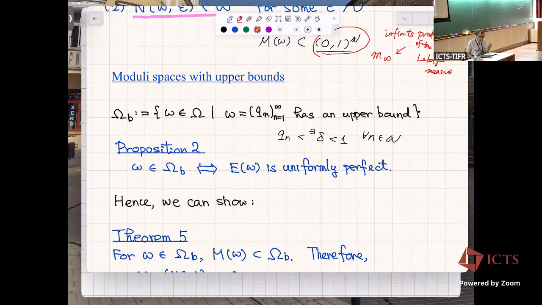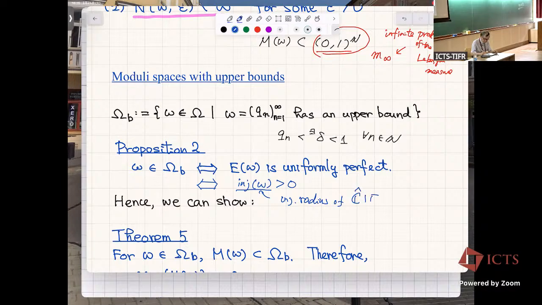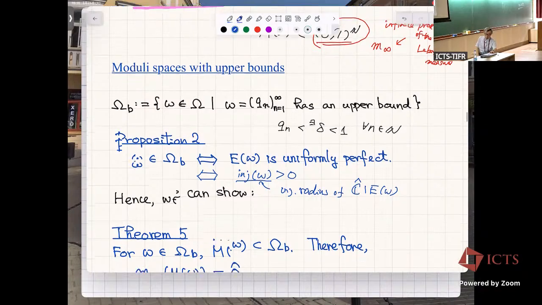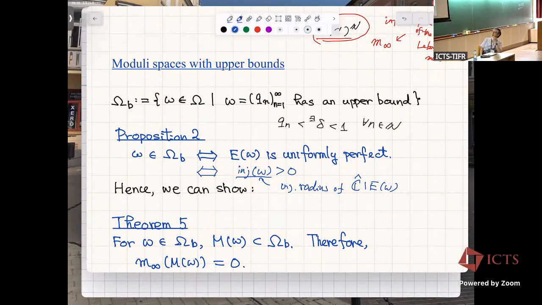Then we may show also the injectivity radius of the complement. So Proposition 2 shows that the sequence omega is contained in the capital omega B if and only if, when you consider the injectivity radius of the complement of the Cantor set, the injectivity radius is positive. That's the condition.